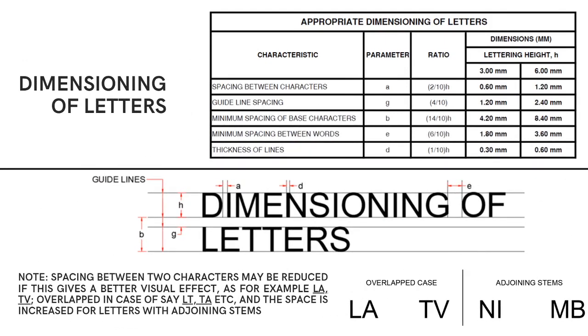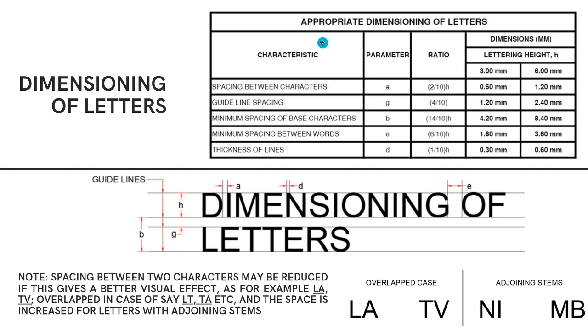moving on to the dimensioning of the letters. So again, I will be explaining this table. So we have this appropriate dimensioning of letters. Basically, on your AutoCAD it is automatic. When you write text on your AutoCAD, the spacings are automatic. But we would still be discussing this for the sake of when we write by hand, that is, manual lettering.